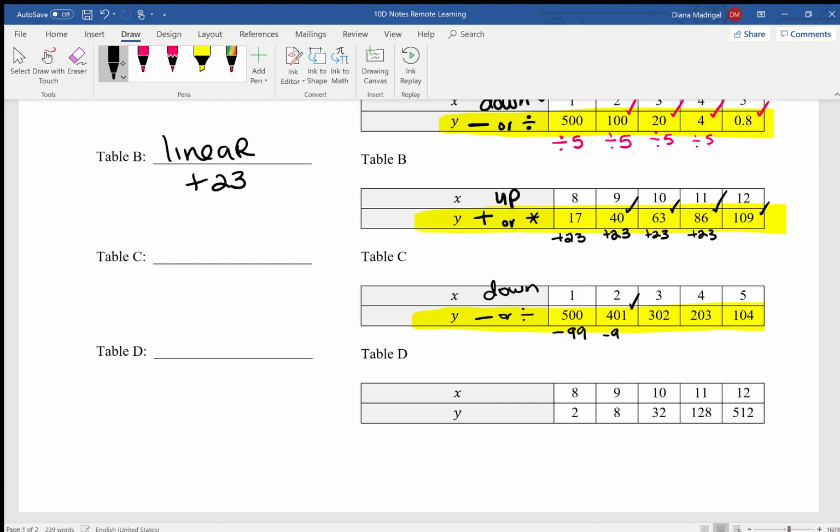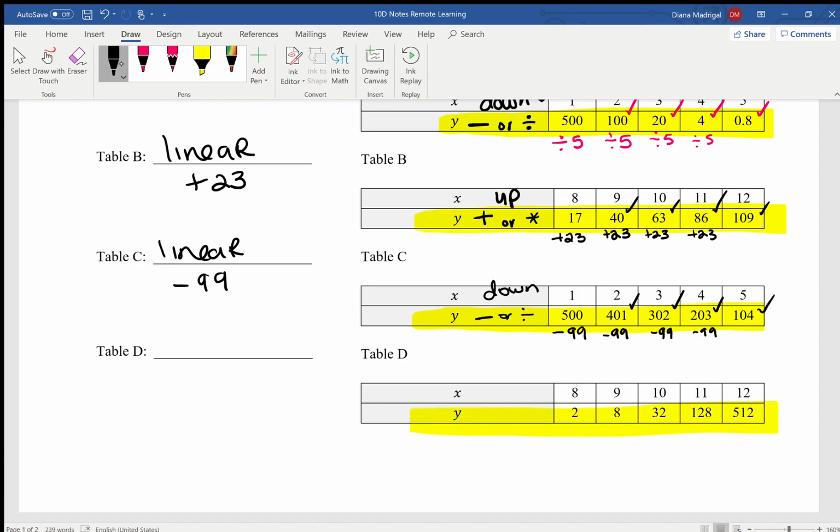401 minus 99 gives me 302. This is true. 302 minus 99 gives me 203. This is true. And 203 minus 99 gives me 104. That means that this is linear because it's subtracting by 99. Pretty easy. Let's keep going.